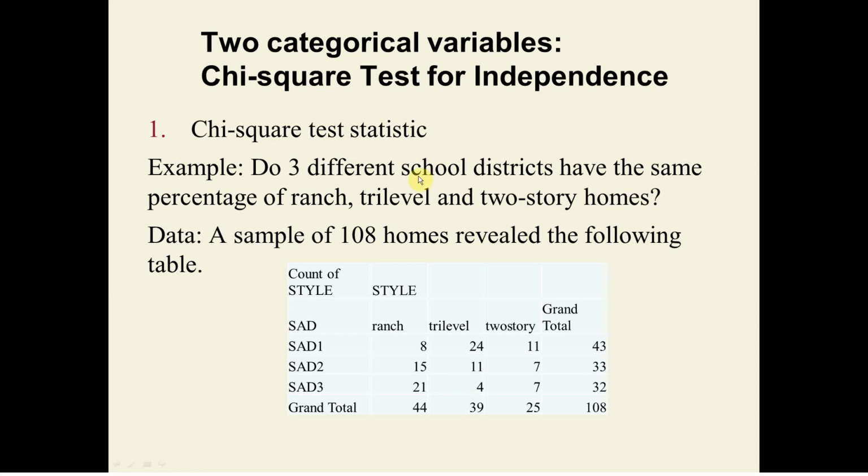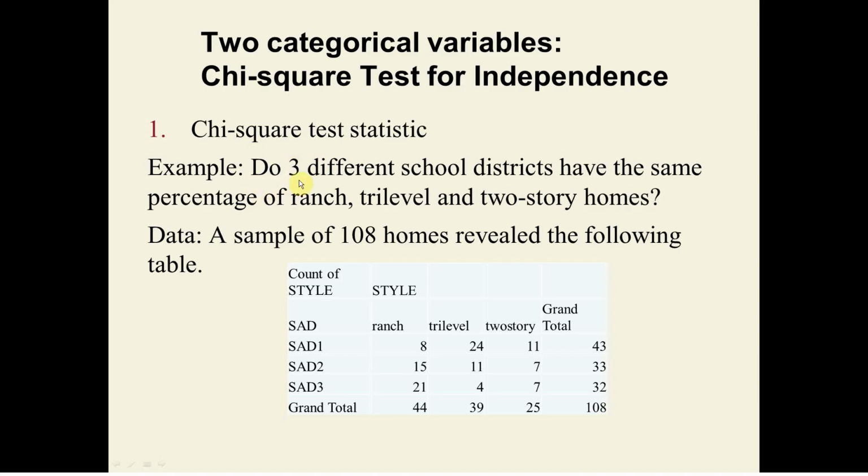What about two categorical variables? This is where people really get confused, but we could try to compare two categorical variables. So when we do two categorical variables, we use the chi-square test.